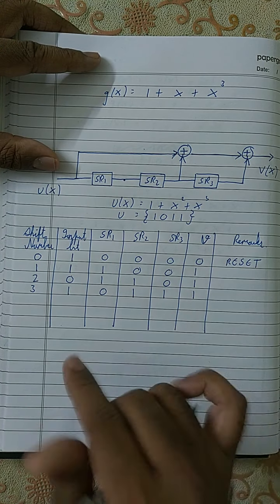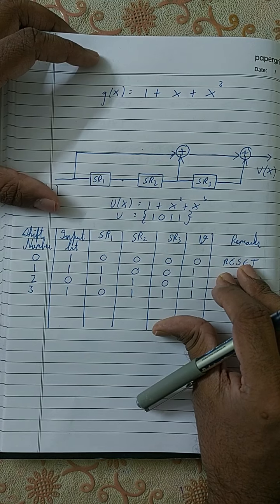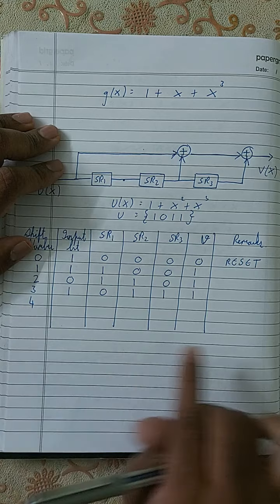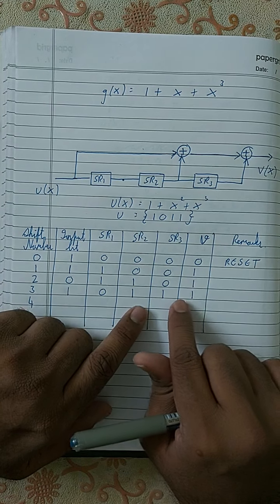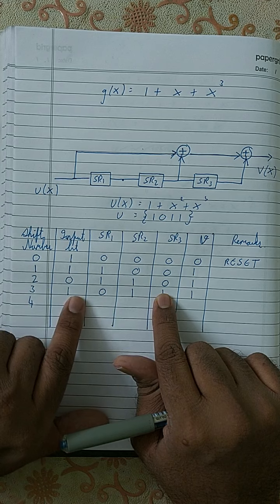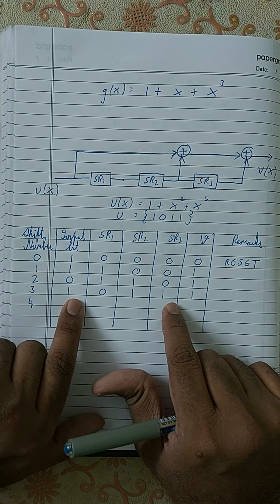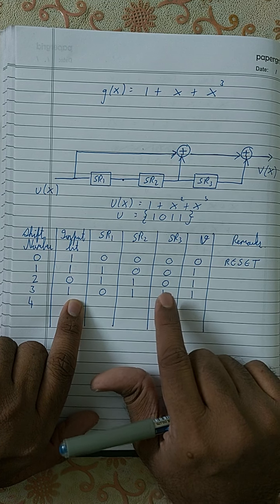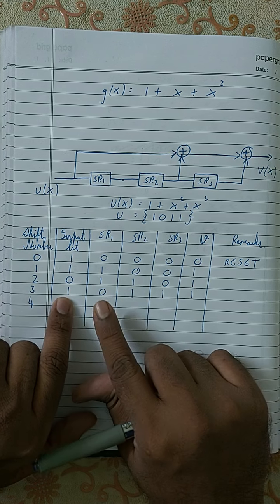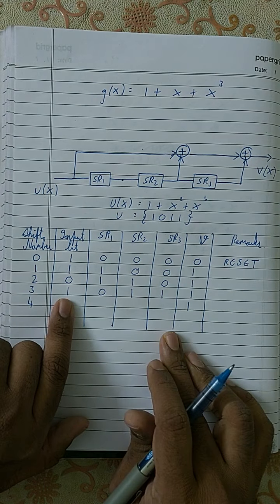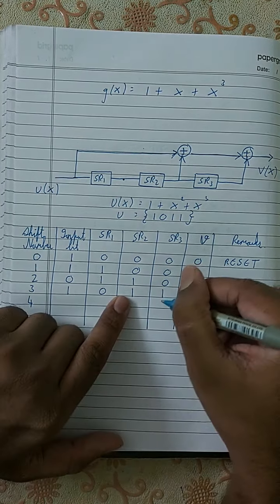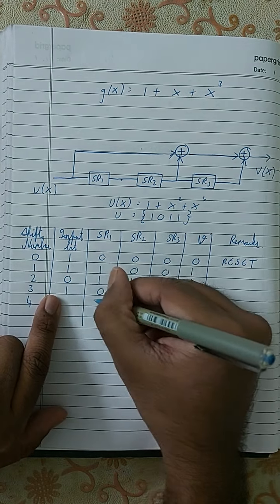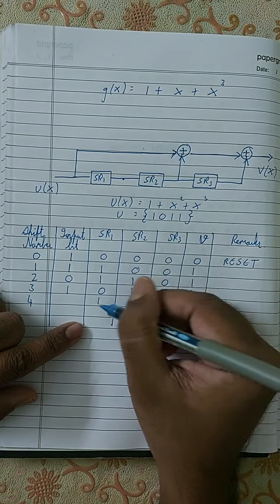Next, again I'm going to transmit. At the fourth clock cycle, the value of V is SR3 plus SR2 plus input bit, which is 1 plus 1 plus 1. Remember, this is not a full adder or half adder or anything like that. This is a pure XOR function. So what is 1 plus 1? 0. 0 plus 1 is also 1, so you'll get 1 again. And this SR2 will be shifted over to SR3, SR1 will be shifted over here, and this input will be shifted over to the first shift register.